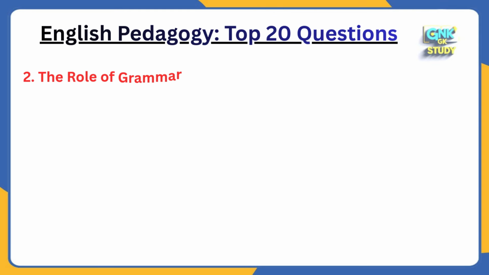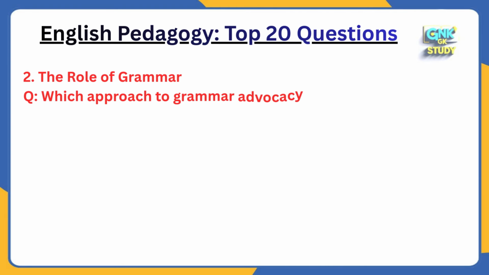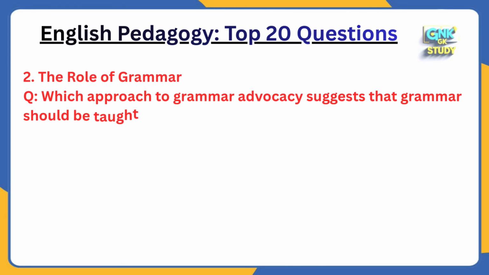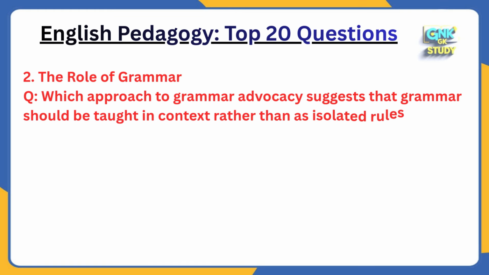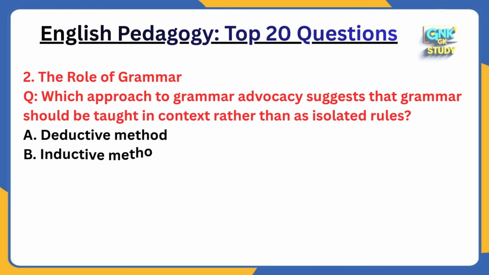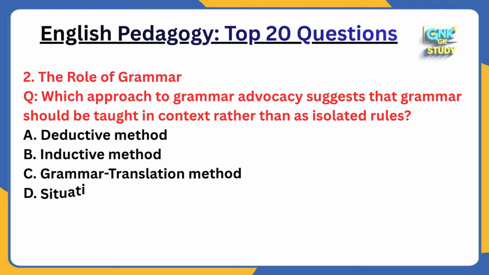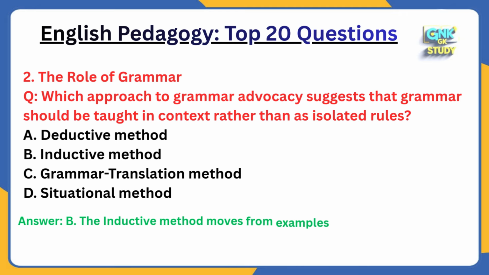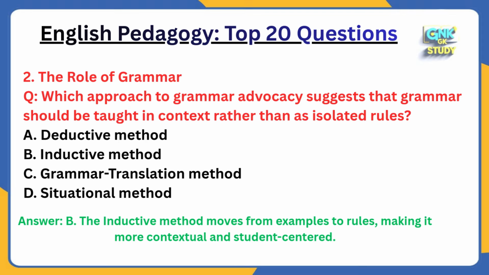The role of grammar. Which approach to grammar advocacy suggests that grammar should be taught in context rather than as isolated rules? A. Deductive method. B. Inductive method. C. Grammar translation method. D. Situational method. Answer B. The inductive method moves from examples to rules, making it more contextual and student-centered.